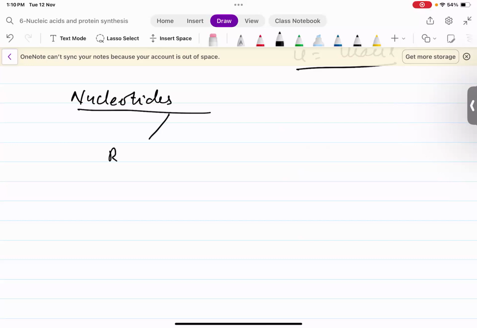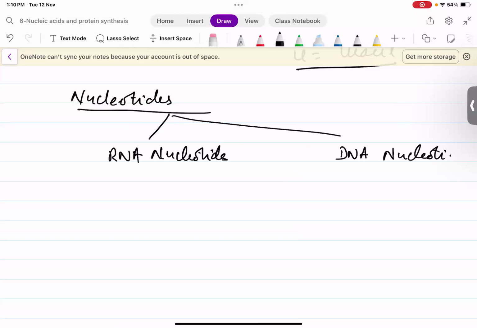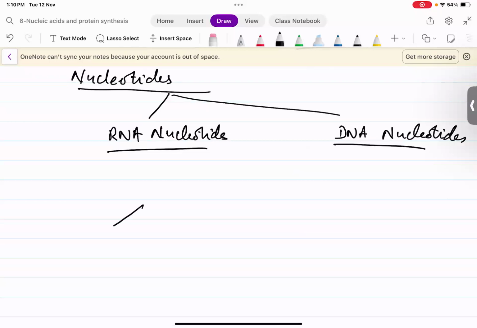There are RNA nucleotides and there are DNA nucleotides. RNA nucleotides have ribose sugar. Okay, so they have this sugar which is ribose, and they have a phosphate group attached with it, and they can have a nitrogen base here, any one of the 4 nitrogen bases that are found in RNA.